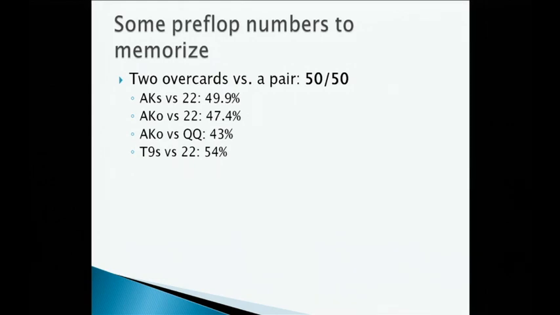47.4%. Note that 10-9 suited against pocket twos is actually a 54% favorite. It's much better than ace-king against pocket twos, because 10-9 can make a lot more straights and flushes. And the fact that you're making a pair of tens instead of a pair of aces is irrelevant when the thing you're trying to beat is a pair of deuces. Ace-king off versus pocket queens is only 43%. Even though people call it a coin flip, it's actually much worse than a coin flip.